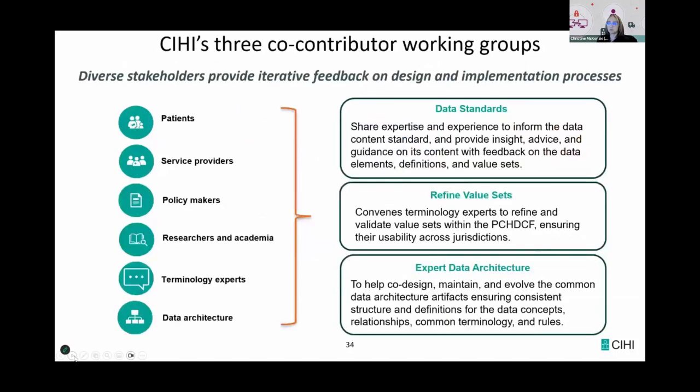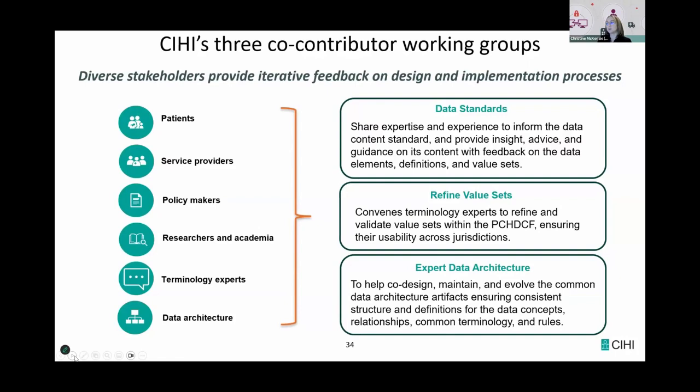So the 3 co-contributor working groups that we have include one for data standards, one to help refine the value sets and terminologies, and then we have our expert data architects. It does include a variety of stakeholders. So we do include patient partners in our consultations. We have service providers. This includes clinicians such as some physicians and then some nurses. We have policymakers, we have researchers, we have some terminology experts, and then we have data architects. So we do have a variety of these experts all contributing to the data standards work itself.